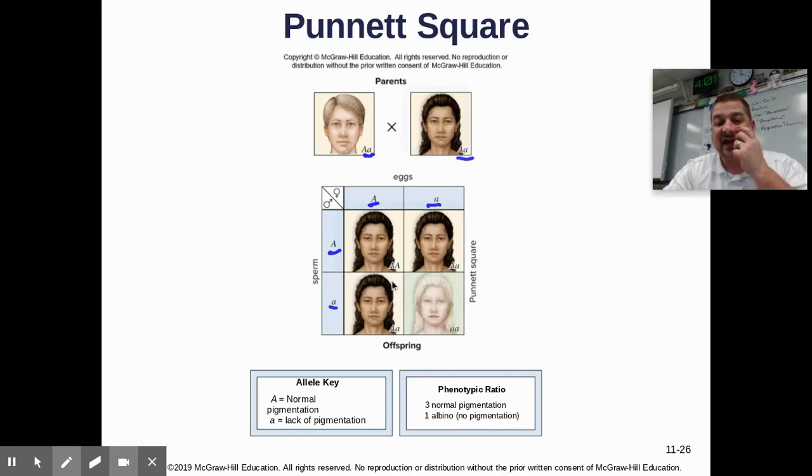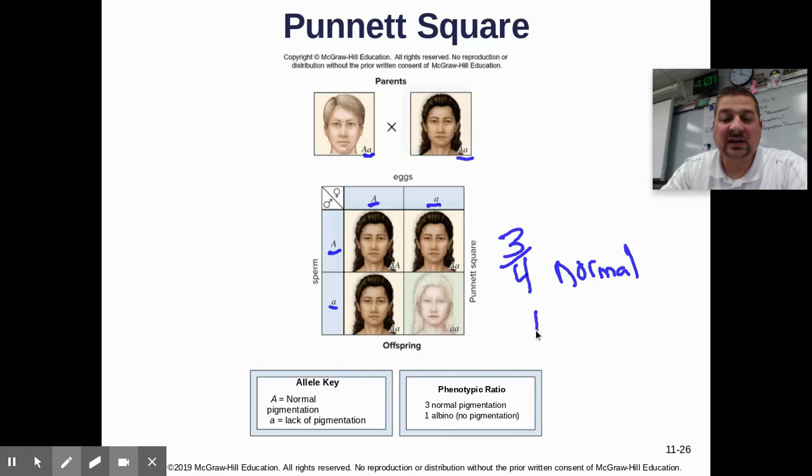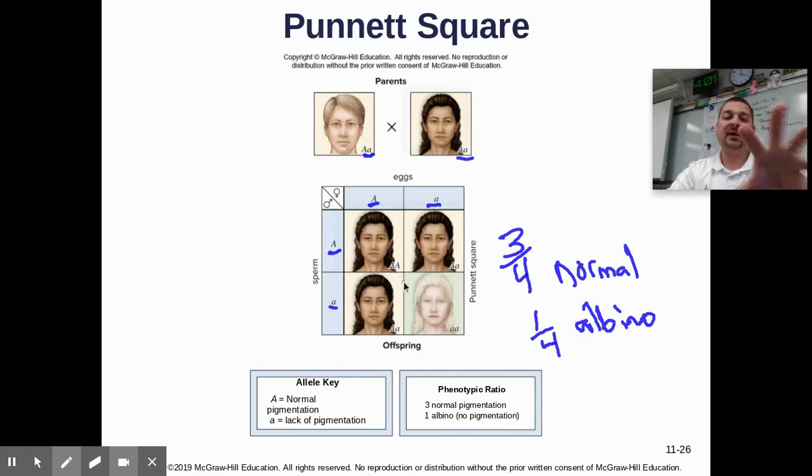And you just notice that there is a 3/4 chance of being normal pigmentation, 1/4 chance of being albino. Very easy to calculate because the Punnett square lays it out for us, and we can just count up how many out of how many total. 3 out of 4, 3/4. So that gives us a ratio that if you looked at their family of 4, about 3/4 of the kids are probably normal, but they do have a 1/4, so probably 1 out of every 4 kids they have would be albino.